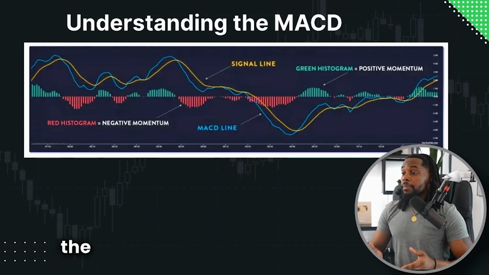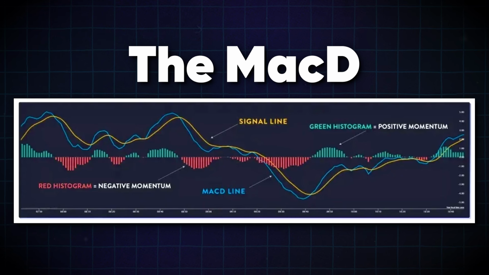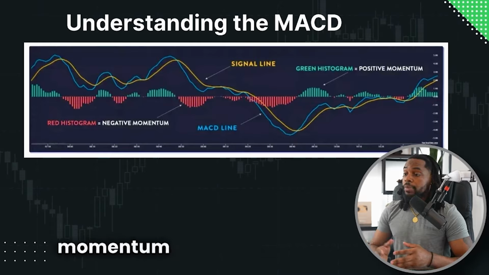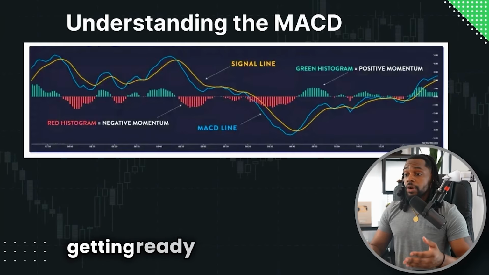If you've never used the MACD before, here's a simple version that I put here on the screen. The MACD, or again, the Moving Average Convergence Divergence, is basically just a momentum and trend strength indicator. It shows you when there's momentum in a stock and when the momentum is starting to shift, when things are cooling off, when they're heating up, or getting ready to break out.